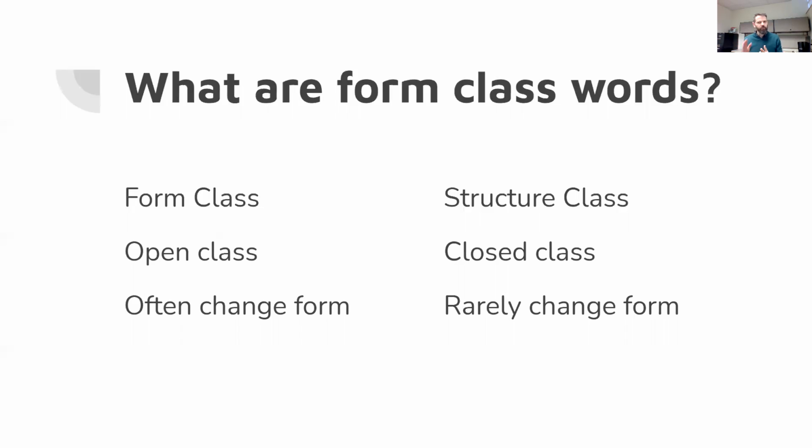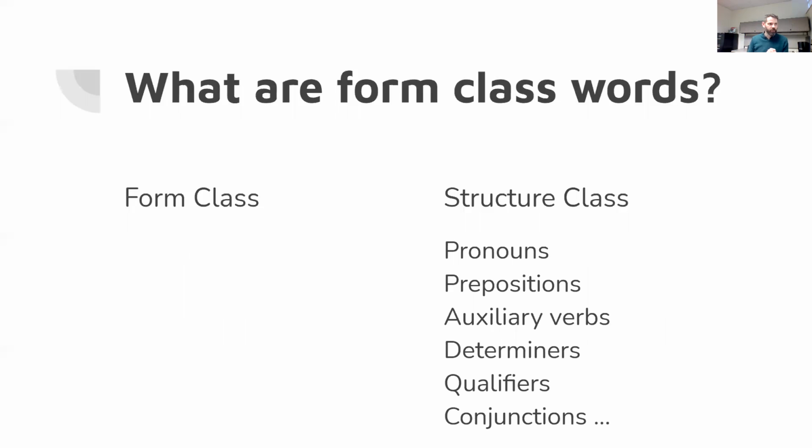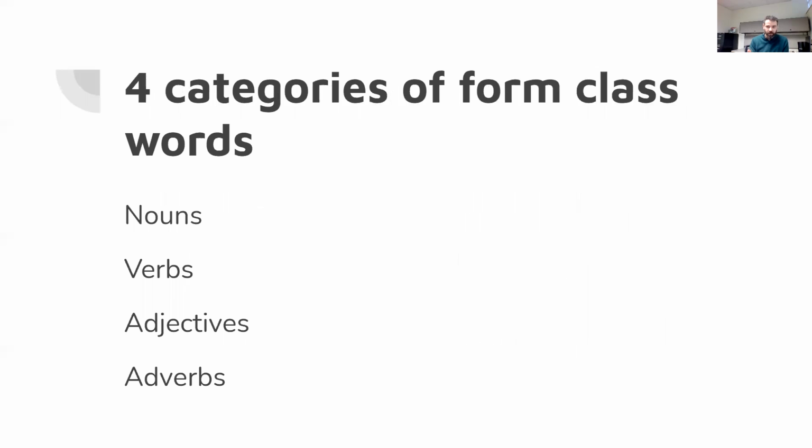Structure class words, on the other hand, we rarely add new words to a language in structure classes. We call these closed classes. And they also rarely change form. We are not adding morphemes to them either. Some structure class categories are pronouns, prepositions, auxiliary verbs, determiners, qualifiers, conjunctions. These are some of the categories. So then what are form class words? Essentially the other important ones, which are nouns, verbs, adjectives, and adverbs.